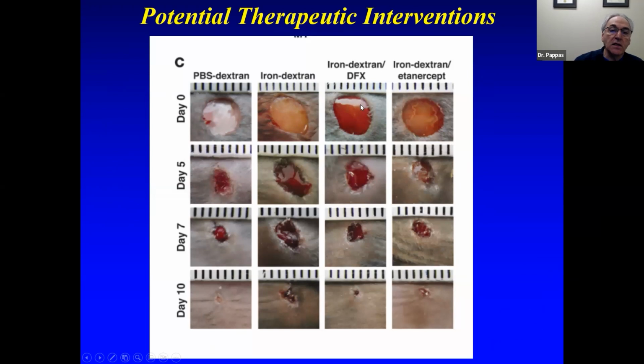This panel is iron, but they added deferoxamine. And you can see that the iron chelator promoted wound healing. And then finally, when you added etanercept, which is the TNF alpha inhibitor, to those wounds that had iron in it, it also promoted wound healing at a faster rate. So this is evidence in an animal model that perhaps if we were doing something to these ulcers, like applying an iron chelator or maybe injecting etanercept around the edges of the wound ulcer, we may be able to promote wound healing in some of these venous ulcer patients.